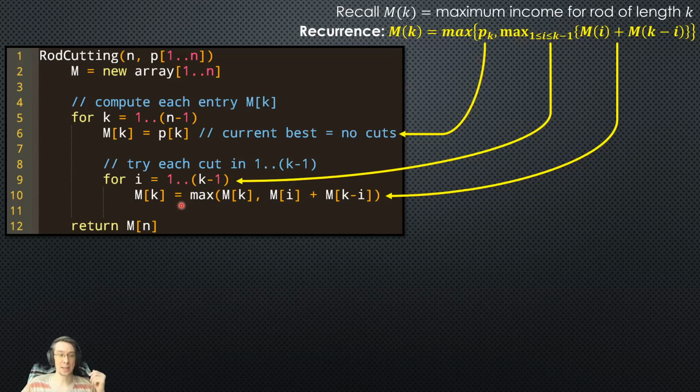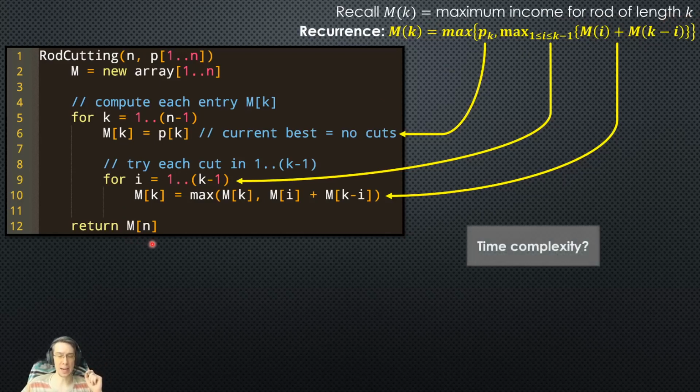And then at the end, as long as I fix this bug where I'm iterating up to n minus 1 instead of n, my solution will be in m of n. If you recall the semantic definition, m of n is the maximum income for a rod of length n. That's exactly what I want to return, so that's what I return at the end.